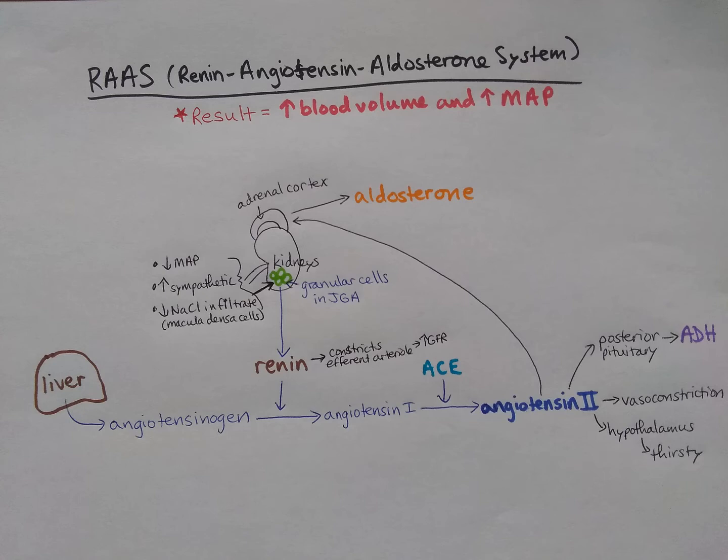And then angiotensin 1 will be converted into the final active form, angiotensin 2, and this happens from an enzyme called ACE, which stands for angiotensin converting enzyme. This enzyme is located on the capillary walls of the lungs. So as the blood travels through the lungs, that ACE enzyme will convert angiotensin 1 into angiotensin 2.